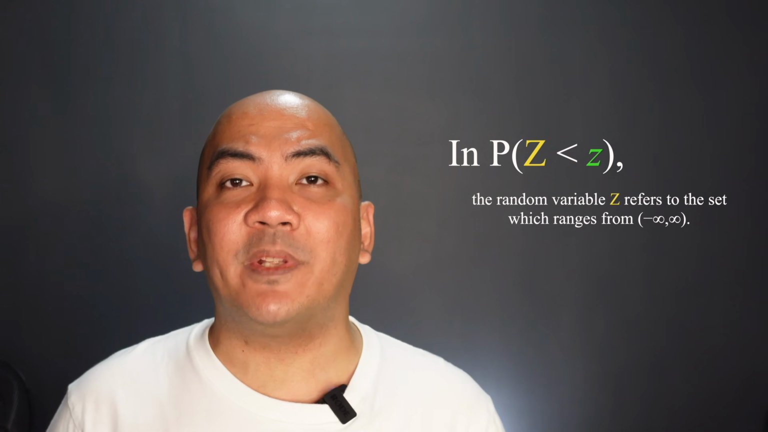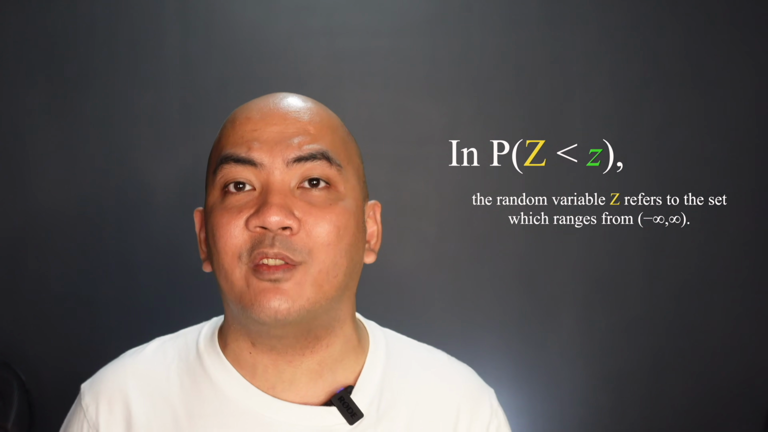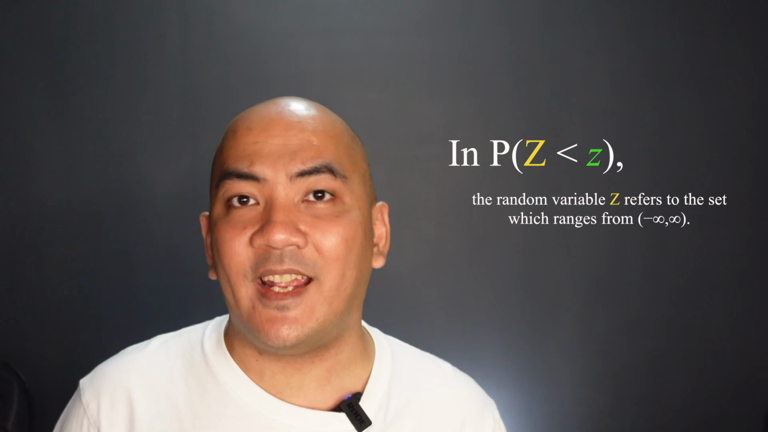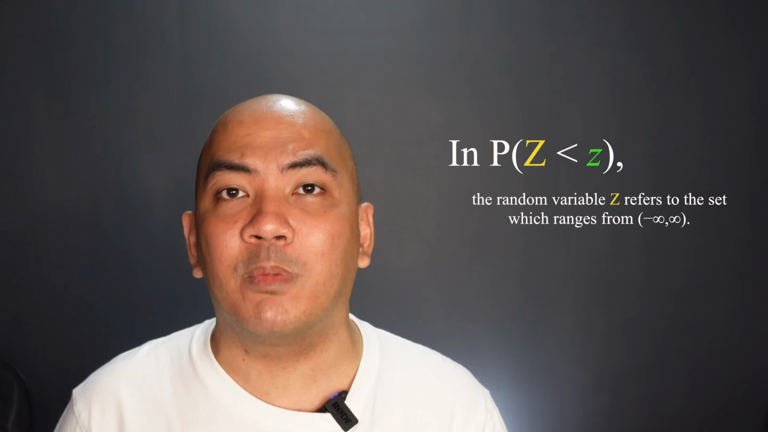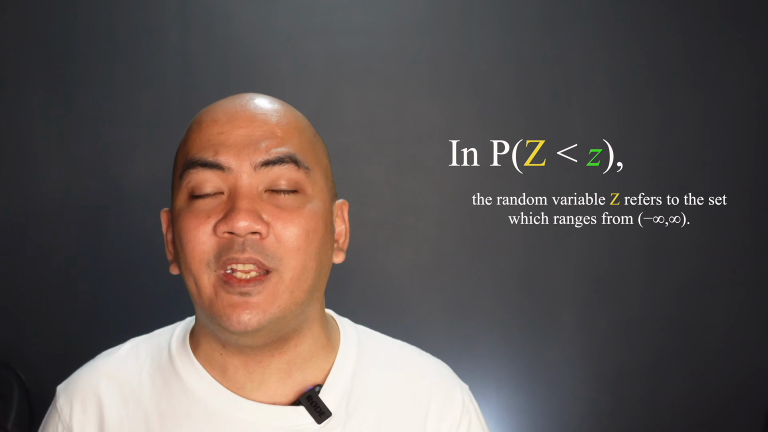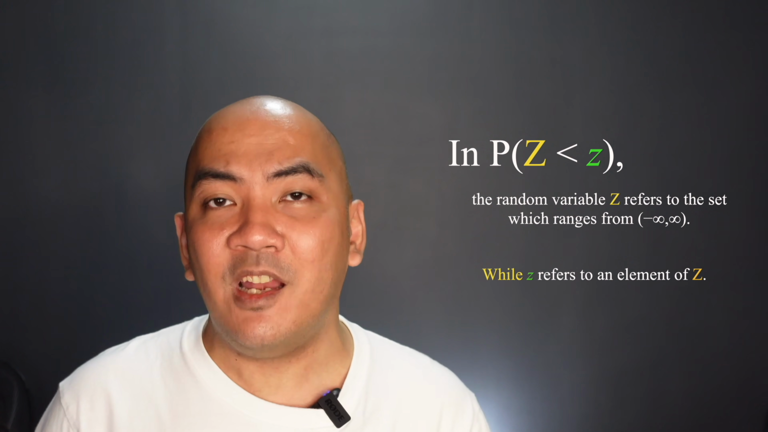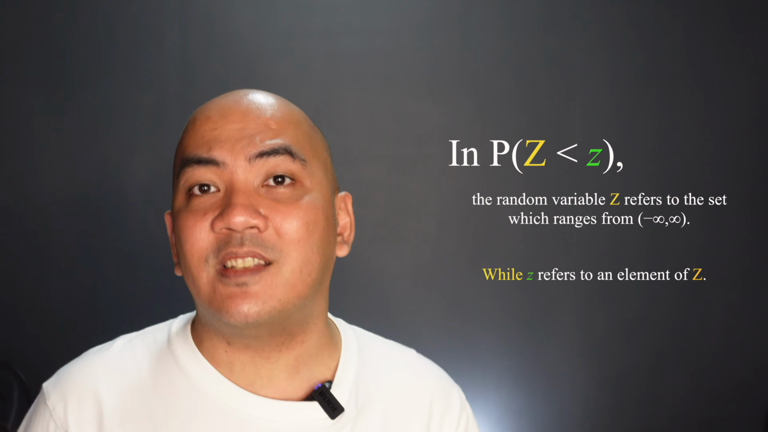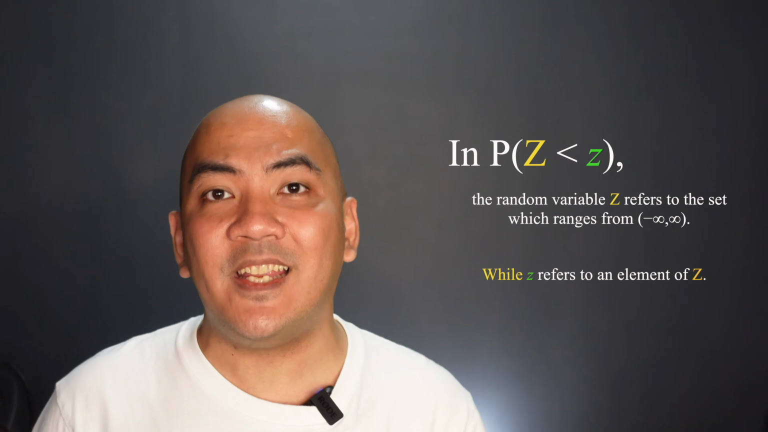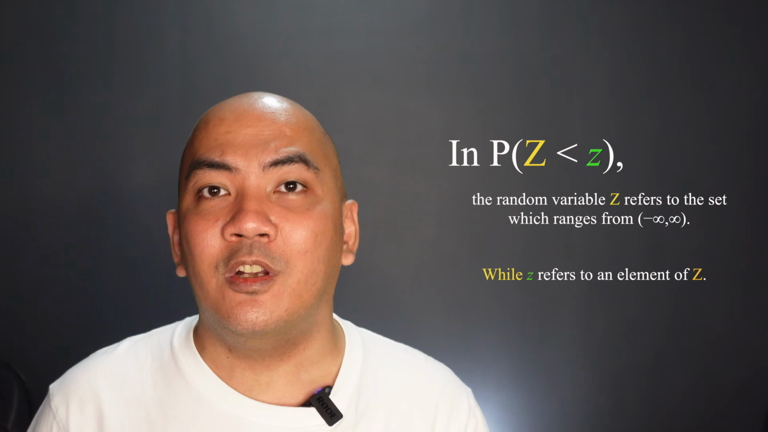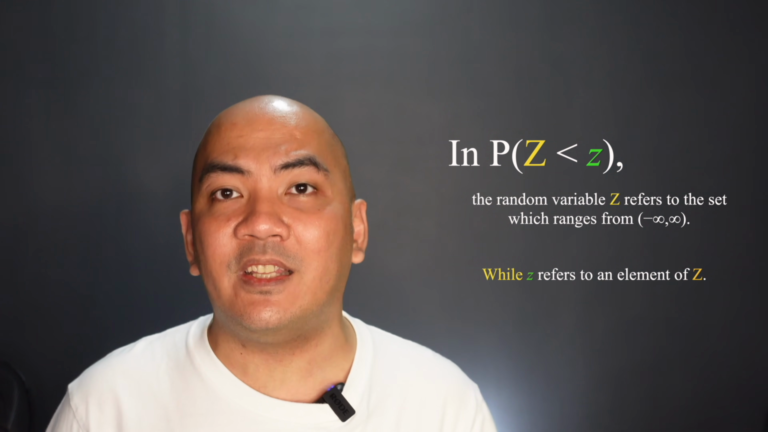Now note here that capital Z, or the standardized random variable, is the set of all the possible numbers ranging from negative infinity to positive infinity. And the small z is an element of that capital Z. Or in other words, z is a specific value which may range from negative infinity to positive infinity.